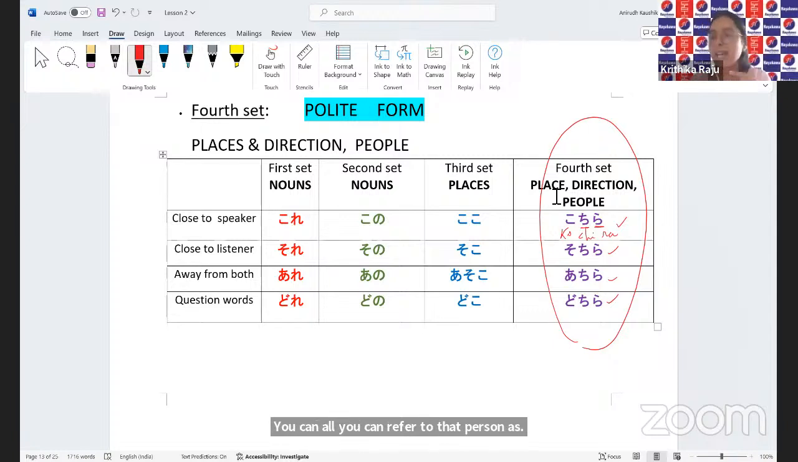So these three inherently take the meanings this place, that place over there, or this way, that way over there, or this person, and that person over there. Contextually, you will be able to understand if Kochira, Sochira, Achira refers to place, direction, or people.